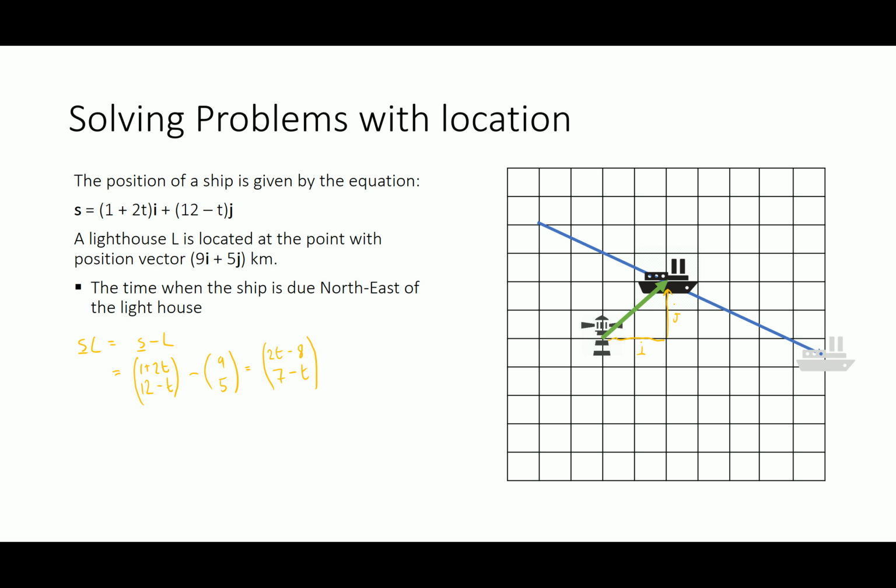And we can see that because we know we're forming a 45-degree angle here, so we know that both of these must be equal. So I just solve the fact that 2t minus 8 will need to be equal to 7 minus t. Or that's to say that 3t would be equal to 15, or that t will be equal to 5, and at that time the ship will be northeast of the lighthouse.